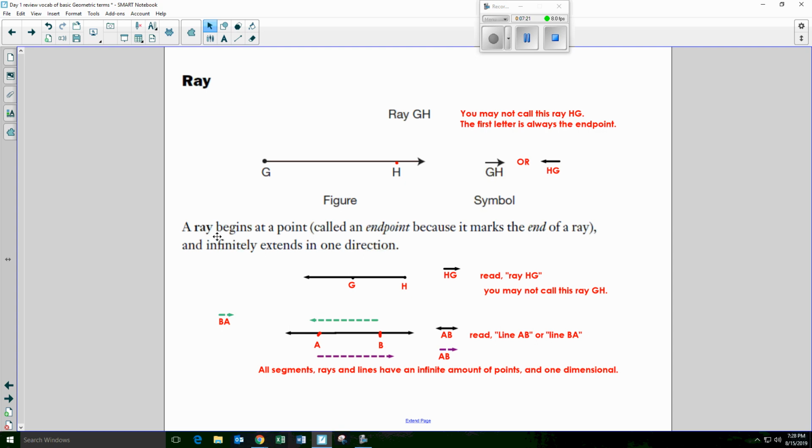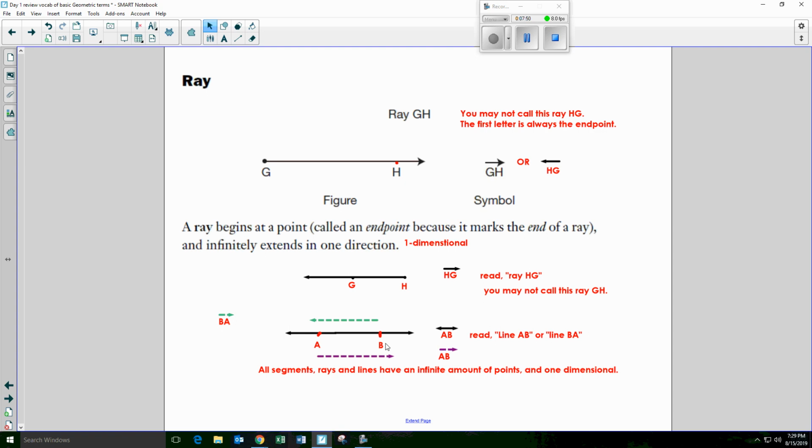So the ray begins at a point called the endpoint because it marks the end of the ray, and it infinitely extends in one direction, goes on forever. And again, there's an infinite amount of points and it's one dimensional, just like a segment or a line. A point is 0 dimensional.